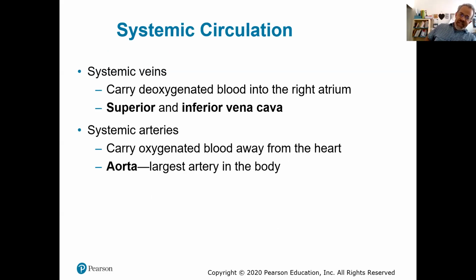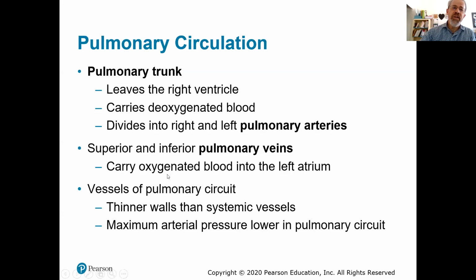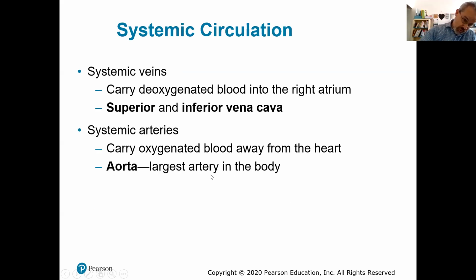The systemic circuit consists of the veins, namely the superior vena cava, that carry oxygen poor blood into the right atrium. And then we have the systemic arteries, namely the aorta and all of its branches, carrying blood away from the heart to all the different organs in the body. So oxygenated, deoxygenated. And notice here, for example, the arteries in the pulmonary circuit carry oxygen poor blood. The veins carry oxygen rich blood. With the systemic circuit, it's the opposite.